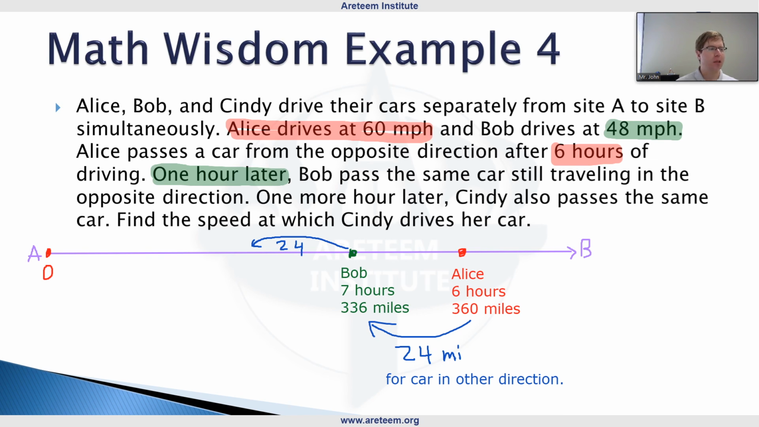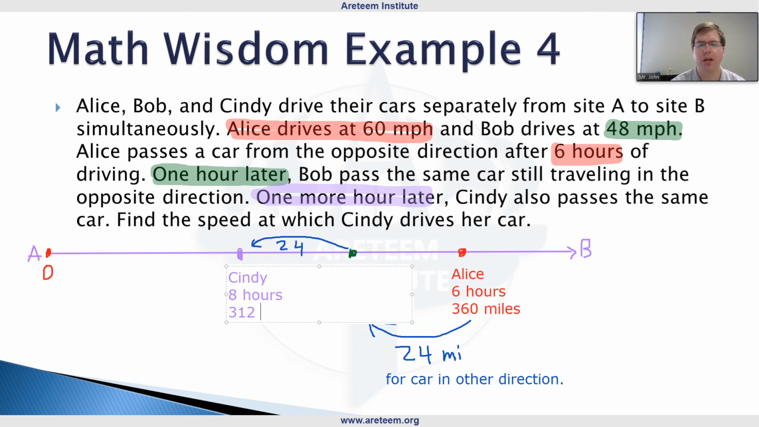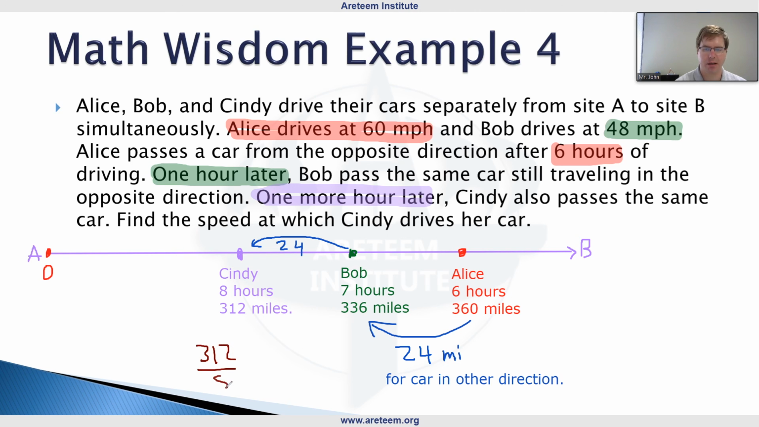If we talk about our last person here, now it's time to deal with Cindy. Cindy is 1 more hour later, so for Cindy, this is going to be 8 hours. And we know that it's minus 24, so 312 miles. If you have all of this information down, then this is everything you need for our final answer. So 312 divided by 8, everybody who is saying 39 miles per hour is exactly right.